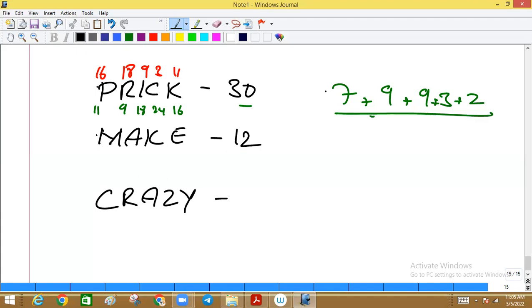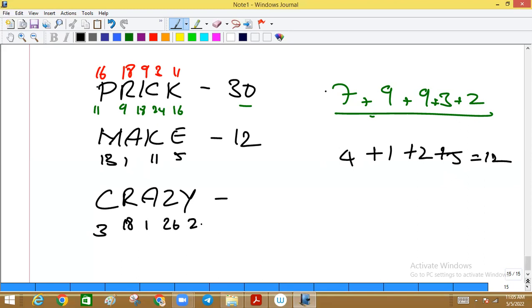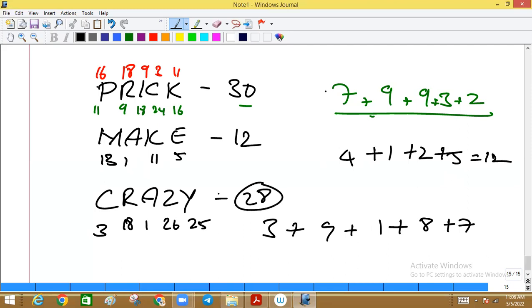For example, take M. What is M? 13, 1, 11, 5. So obviously it is 4 plus 1 plus 2 plus 5, so obviously it is 12. Now go for the answer. 3, 18, 1, 26, 25. So that is 3 plus 9 plus 1 plus 8 plus 7. So what is the answer? 10, 13, 13, 21, 21, 7, 28. So your answer is 28.